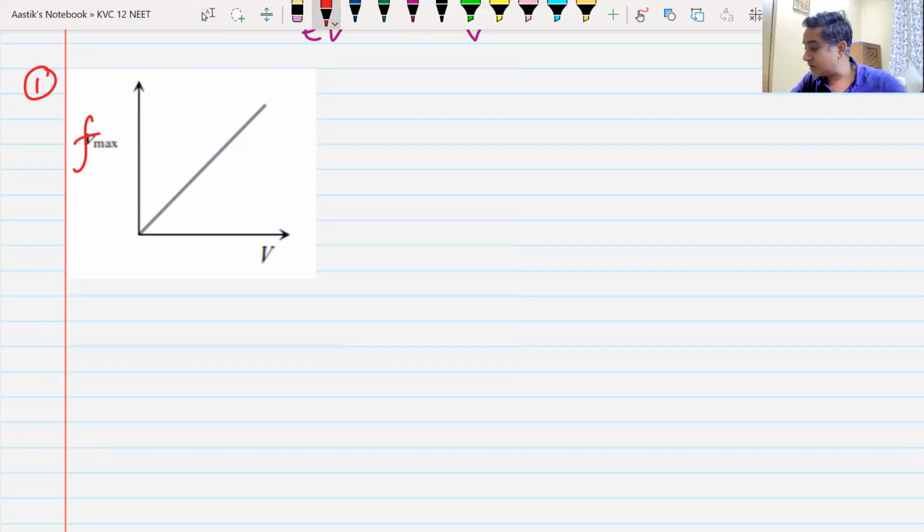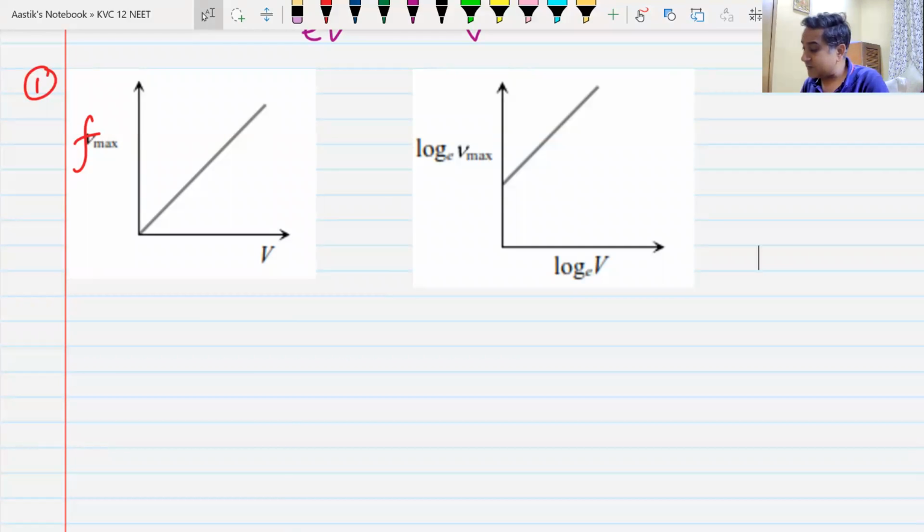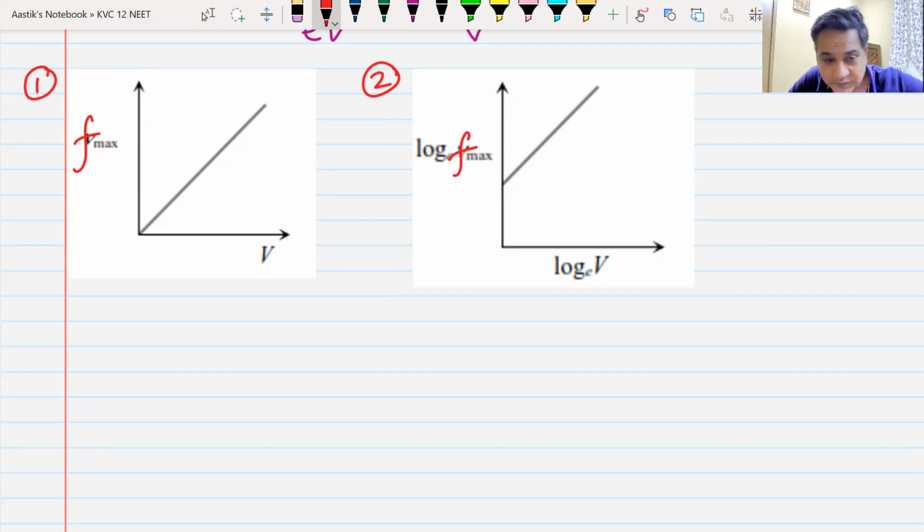Remember this graph starts from 0, because sometimes they might give you the graph between log of frequency max and V. Remember, it cannot start from 0, because log of 0 is not possible. That is why it does not start from 0. Do we understand this? Yes or no? Yes. Then you might have the third graph.